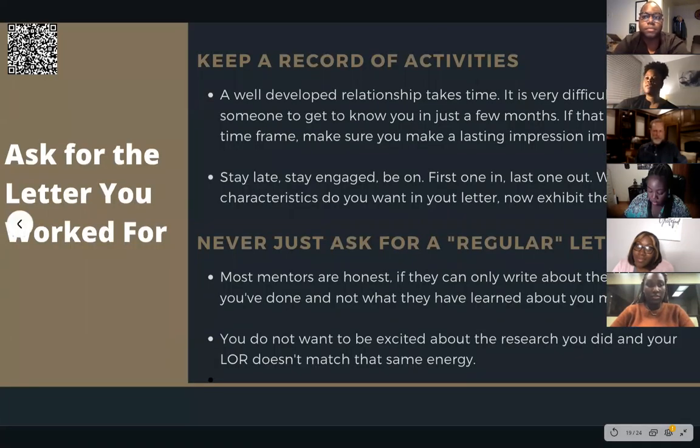And then asking for this letter, okay? Keep a record of activities. I have found that mentors like to forget at the end of your year what you worked on. Don't worry, I have a list of things I've worked on for you so that we can start to talk about incorporating some of that in this letter of recommendation that's going to be strong for you, okay?